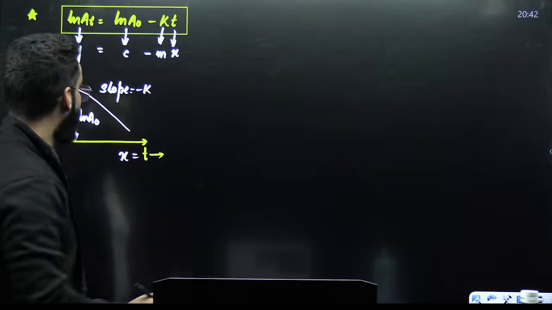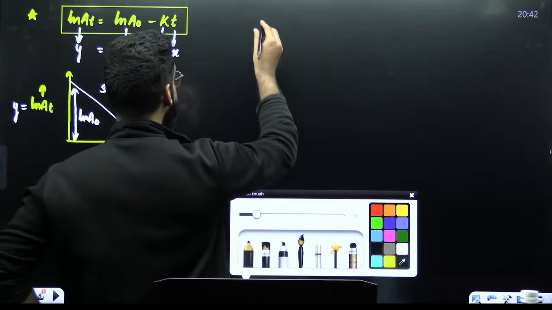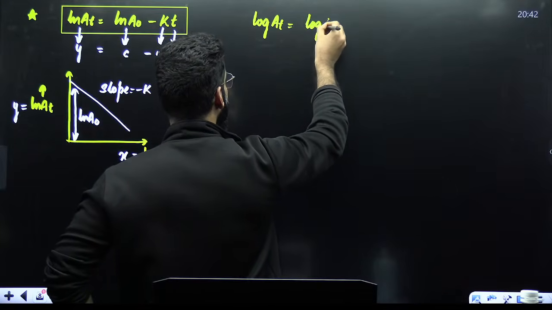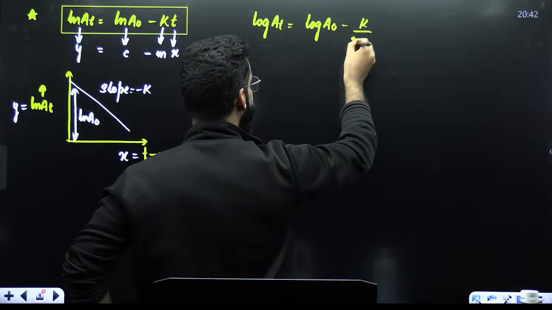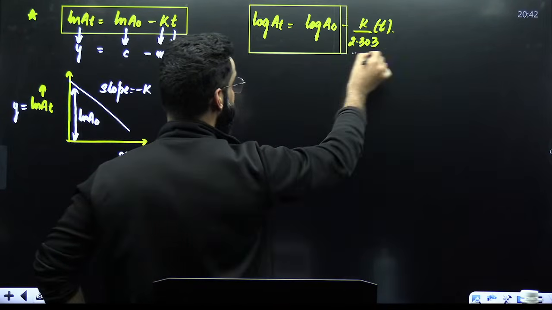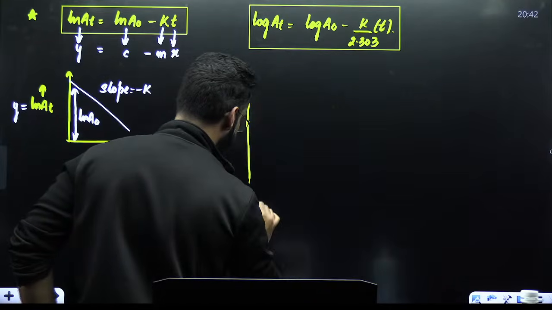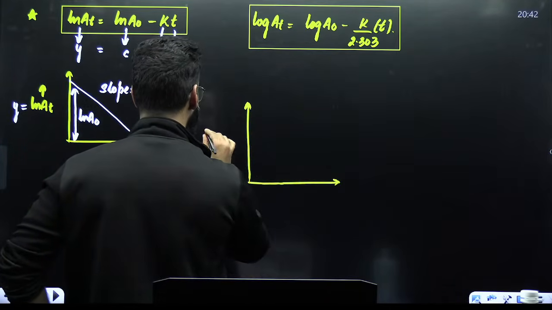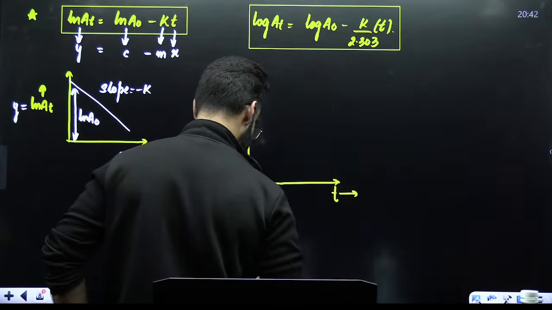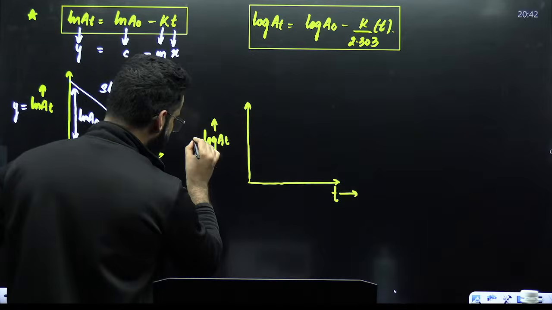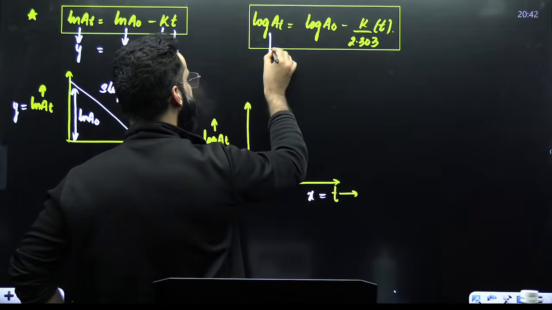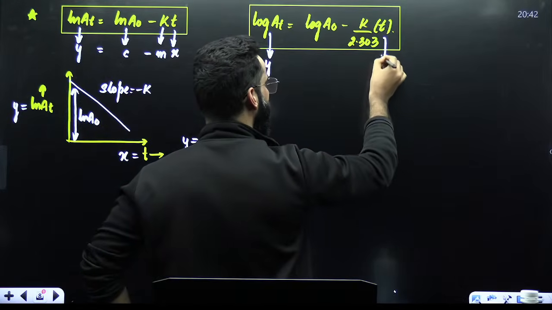I believe it's clear. For example, you have an equation like this: log of At is equal to log of a naught minus k divided by 2.303 multiplied by t. This is the equation. Now you need to plot a graph between log of At versus t. Log At you are plotting along the y-axis, and t along the x-axis.